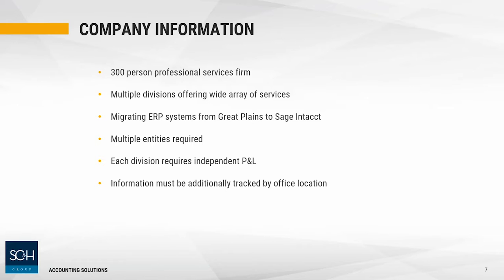We migrated this company from the Great Plains ERP system to Sage Intacct. Great Plains is an on-premise software, and we moved over to Sage Intacct, which is a cloud ERP system. In this implementation, we had to do multiple legal entities. We had different entities in the system that all required their own reporting, and each division required its own independent P&L statements, as well as we had to slice and dice all the information by office. So you had to see all the division P&Ls, and then you had to see which office all the information came out of.